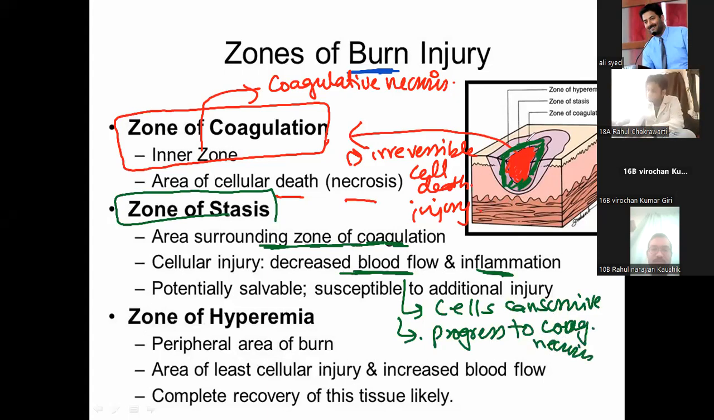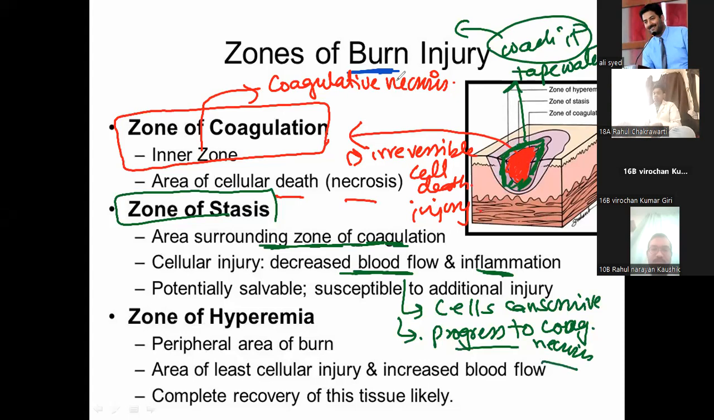So what are you going to do? You have to wash it with tap water, not cold water. Because if you use cold water or water with ice here, the blood supply to this area is already less. It will cause vasoconstriction and less blood will be here. So it will go into the zone of coagulation and progress to coagulative necrosis. That's why you always use tap water or water at room temperature, that is 15 degrees Celsius.